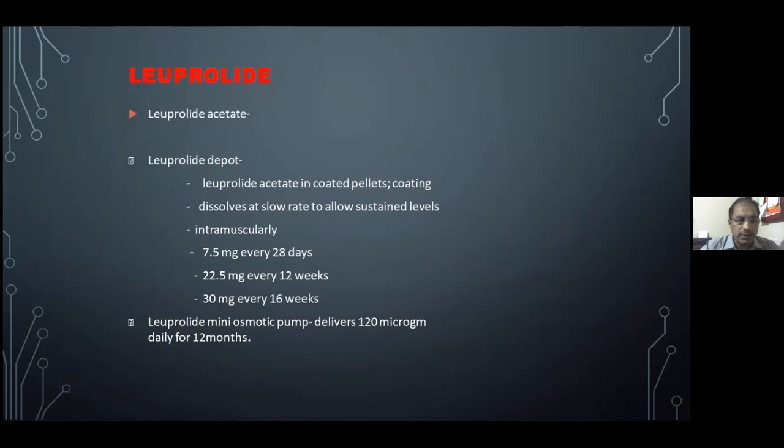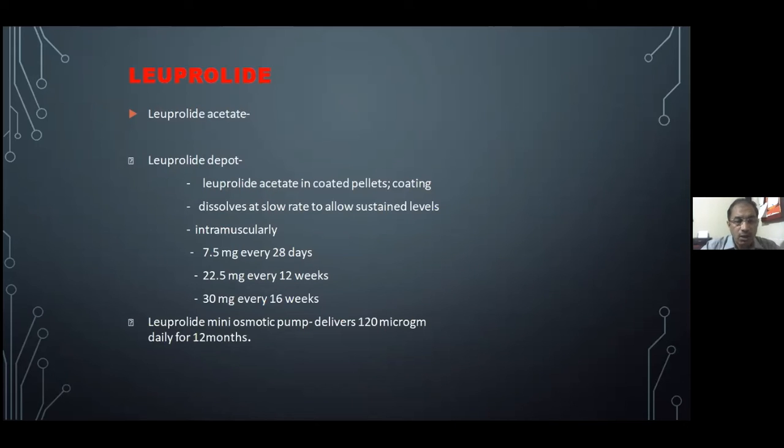Example, leuprolide. You have leuprolide acetate in the depot form. It is coated pellets. It dissolves at a slow rate to allow sustained levels. It is given intramuscularly either every 28 days, every 3 months, or every 4 months.